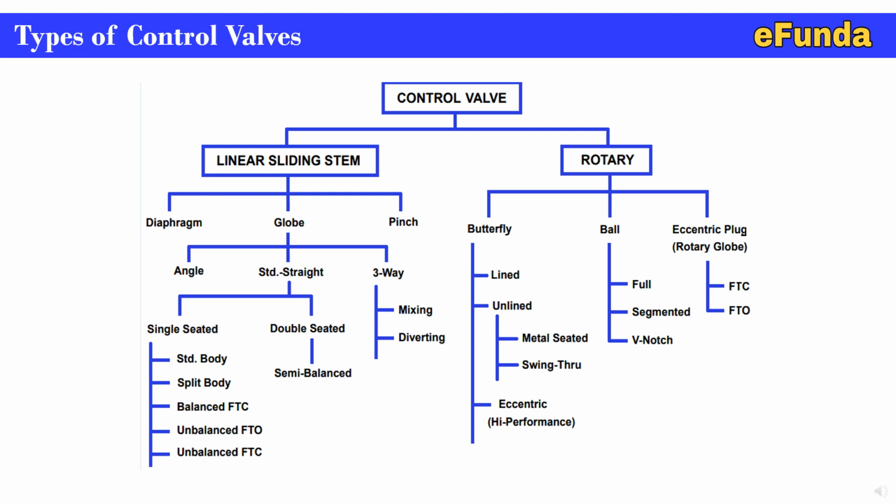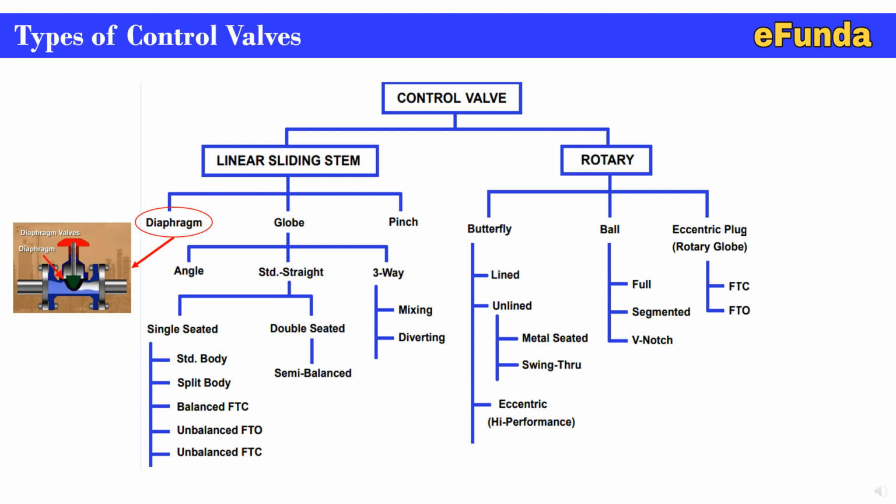Now, diaphragm type. One can refer to the animation where diaphragm valve operation is shown, which is simplest, with tight shutoff, isolated, ideal for corrosive, slurry and sanitary services, where you can see how the flow is being cut off if the valve is closed. Similarly, the second type is the globe type valve.